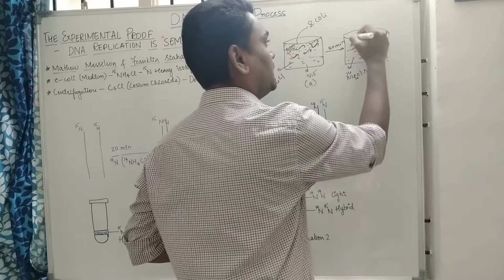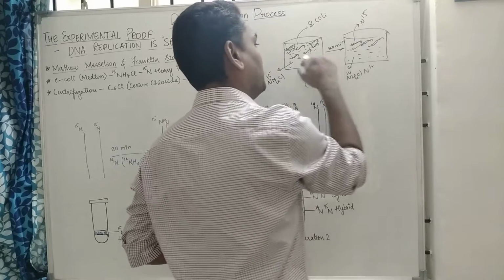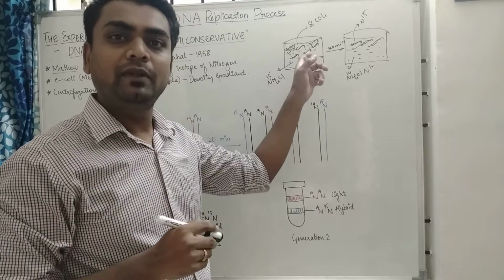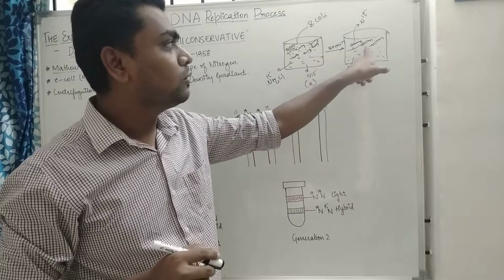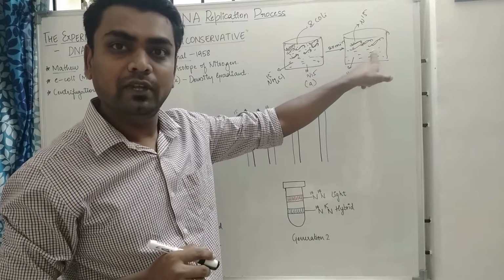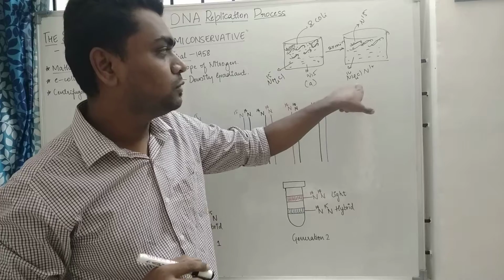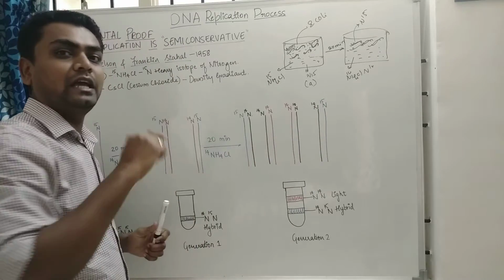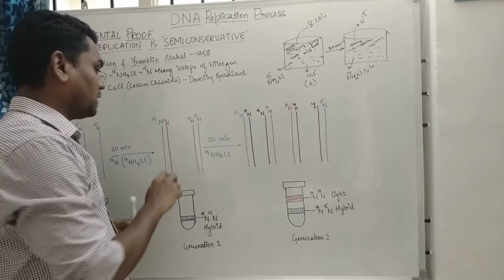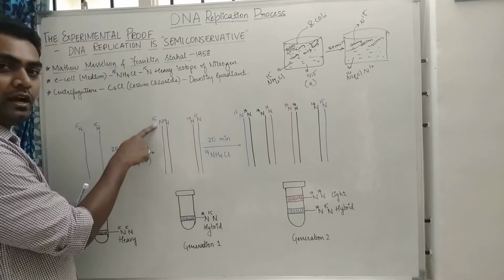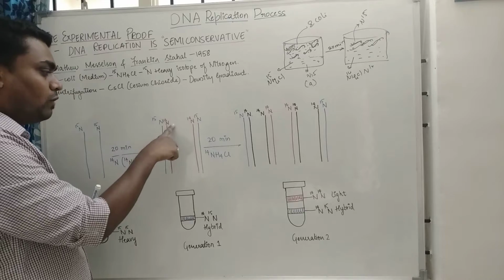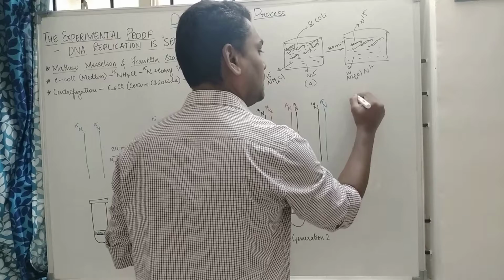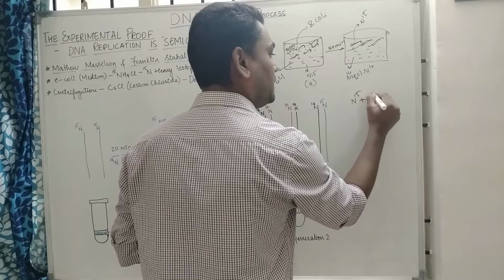Now what is the E. coli containing? N15, because we made them grow in the N15 medium. Now my E. coli is coated with N15, and they transferred it to the N14 medium for 20 minutes. After 20 minutes they replicated. What is the output? They contained one N15 and one N14, because I dipped it here. My output is 1 N15, 1 N14.